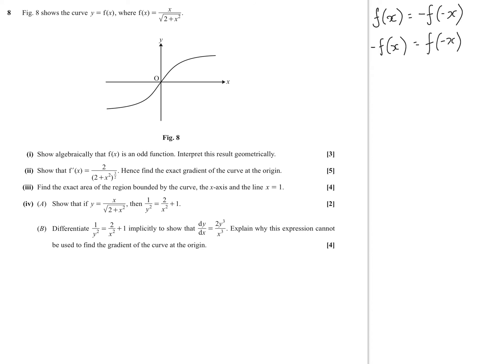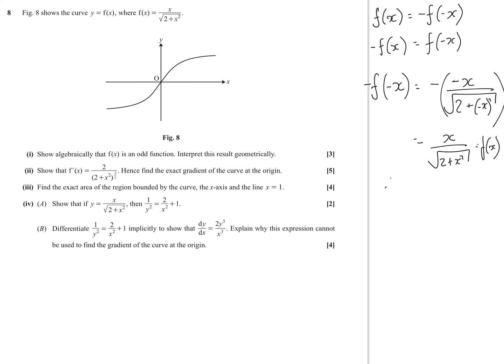So I'm going to do minus f of minus x is minus minus x over the square root of 2 plus minus x squared. And people answered this really nicely. Minus minus x squared equals x over root 2 plus x squared, which equals f of x. Therefore, it's odd.